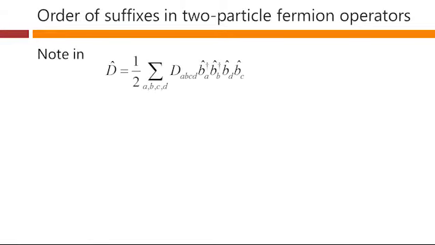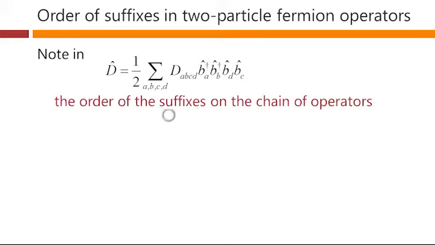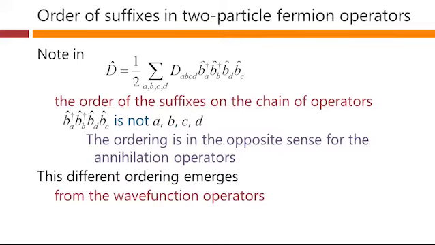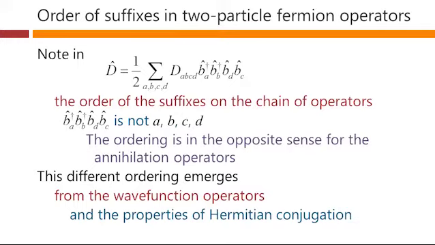Note that in this operator we've just written down, the order of the suffixes on the chain of operators is not A, B, C, D. The ordering is in the opposite sense for the annihilation operators. This different ordering emerges from the wave function operators and from the properties of Hermitian conjugation.